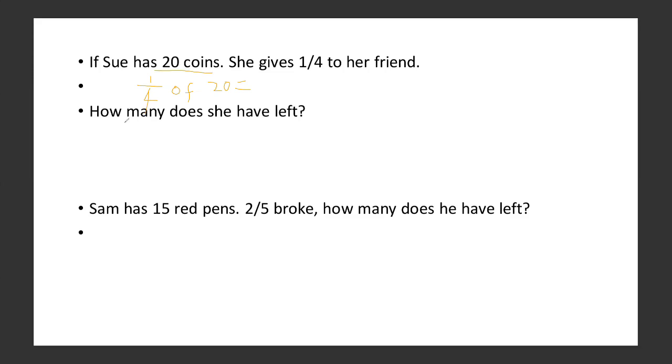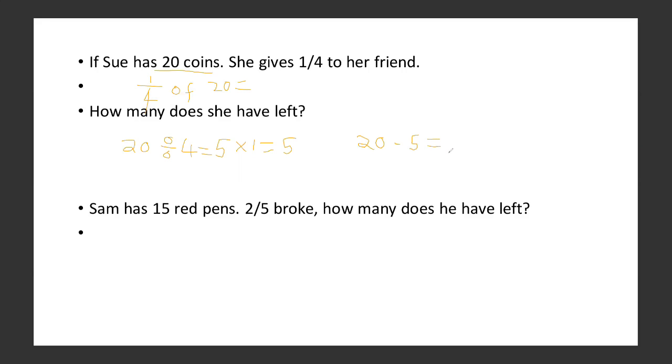So there's 2 methods in this one. What we need to do is first work out how many she gave. So we do 20 divided by 4, which is 5, because 5 times 4 is 20. We times it by 1, which is 5. So this is how many she gave. She gave 5 coins. We want to know how many she has left. So we do 20 minus 5.